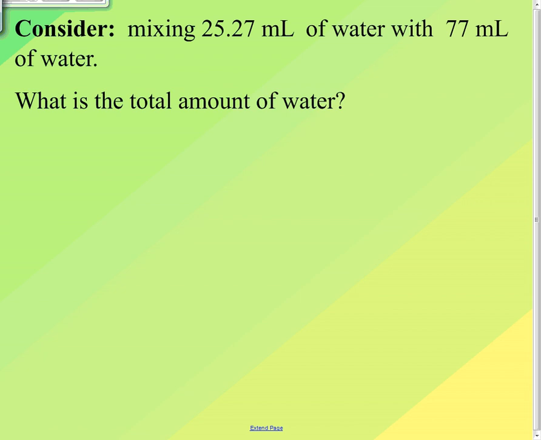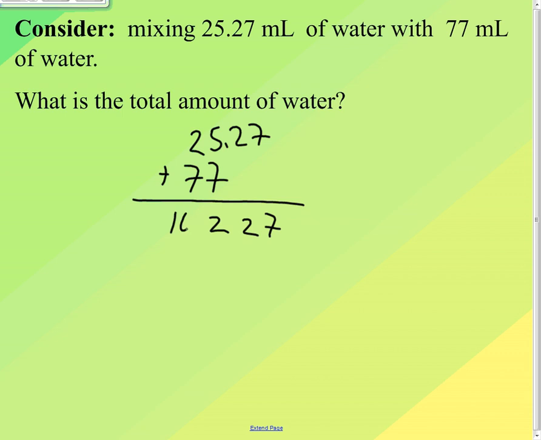Aha. Here we go. Consider mixing 25.27 milliliters of water with 77 milliliters of water. What's my total amount? I'll help you with this one. We have 25.27. To that, I'm adding 77. Add that. Good. This is addition. This means I want to line up my decimals, right? And add. So I have 102.27. Here's my point. Good. Which one is least significant? Right here. Not least significant, least precise.